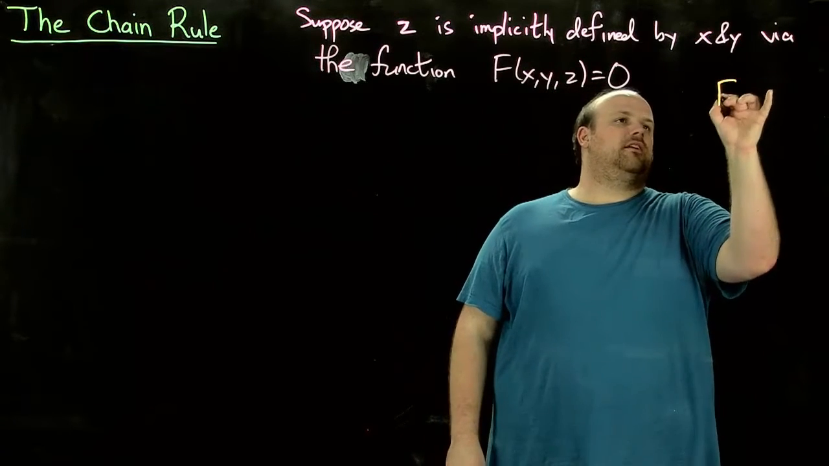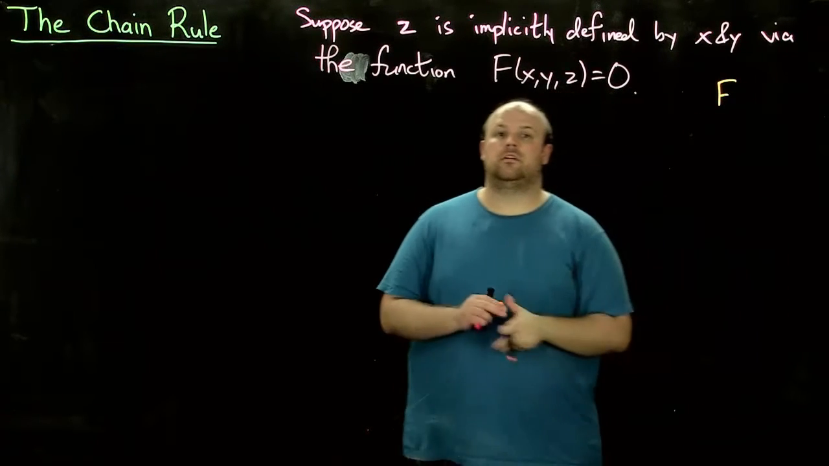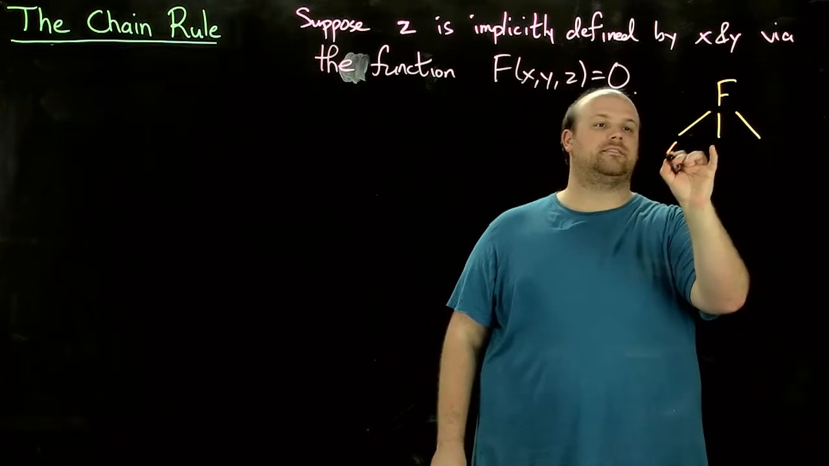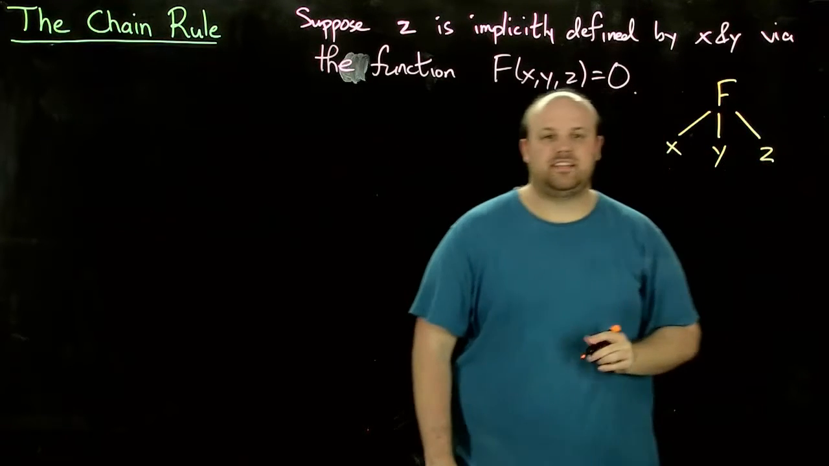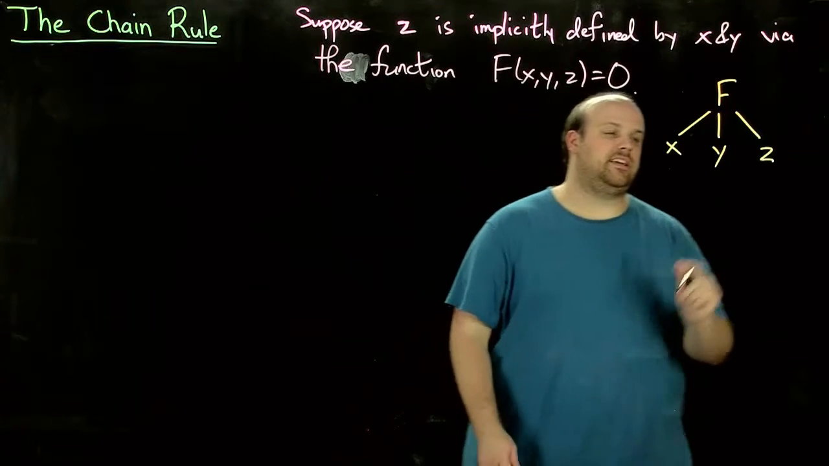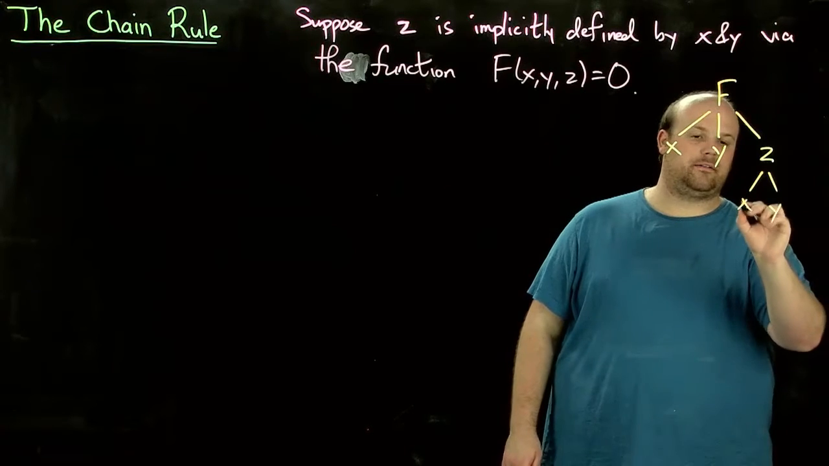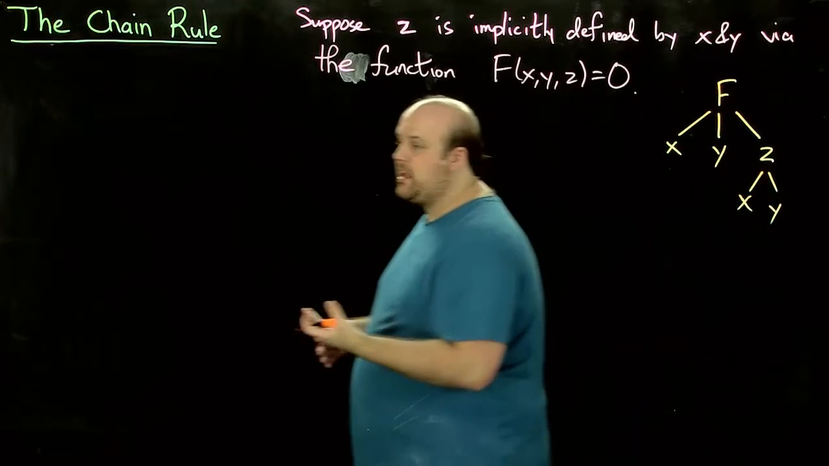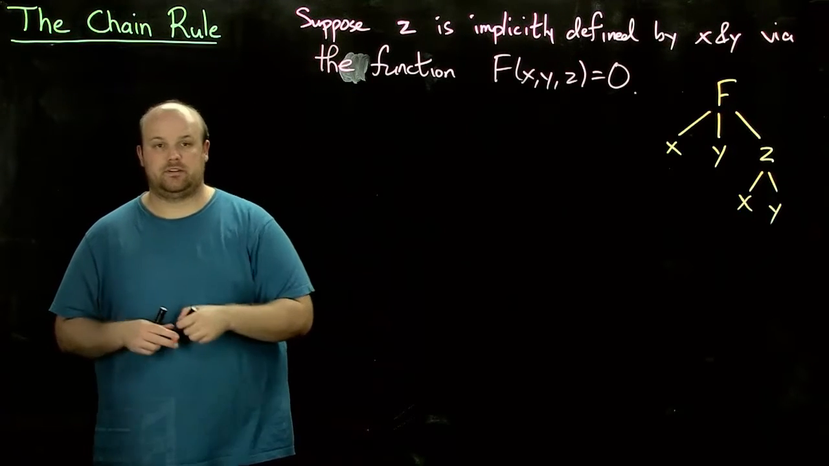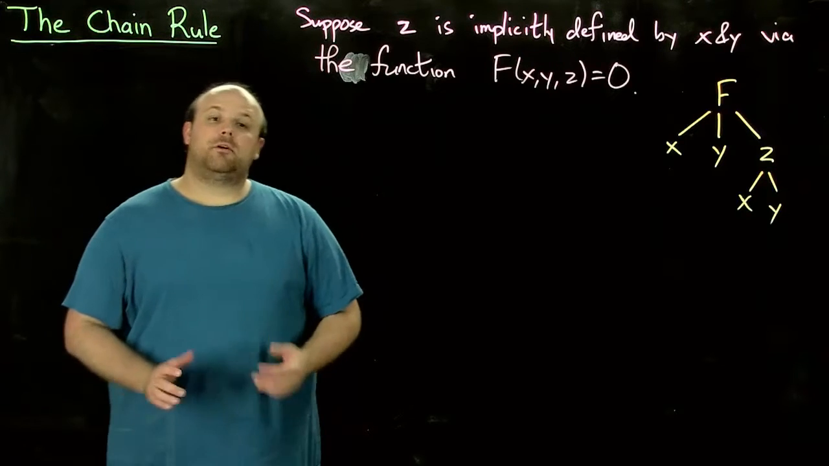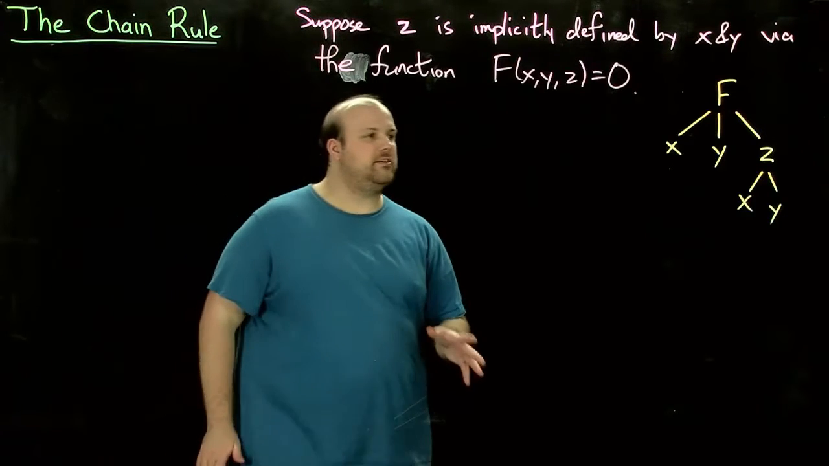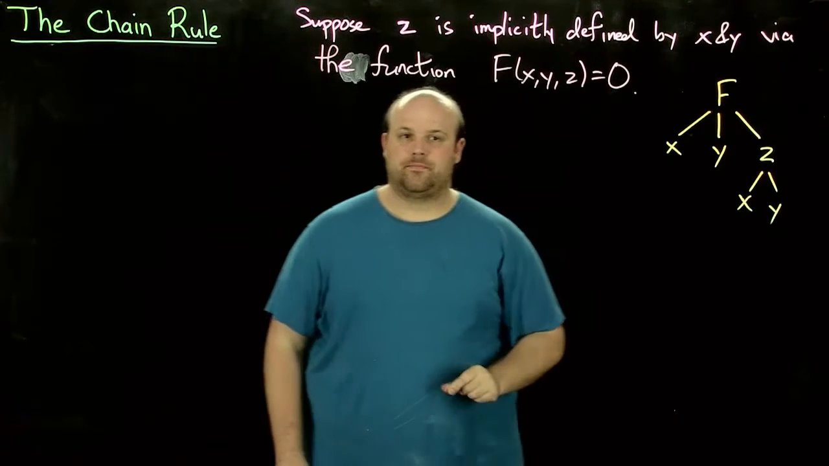So we have up top the function f. F depends on three things: x, y, and z. Well, z depends on x and y, whereas x and y, of course, don't depend on anything. They're independent variables here. z is the dependent variable. So what we really want is dz dx and dz dy. Well, we can use this to solve for it.